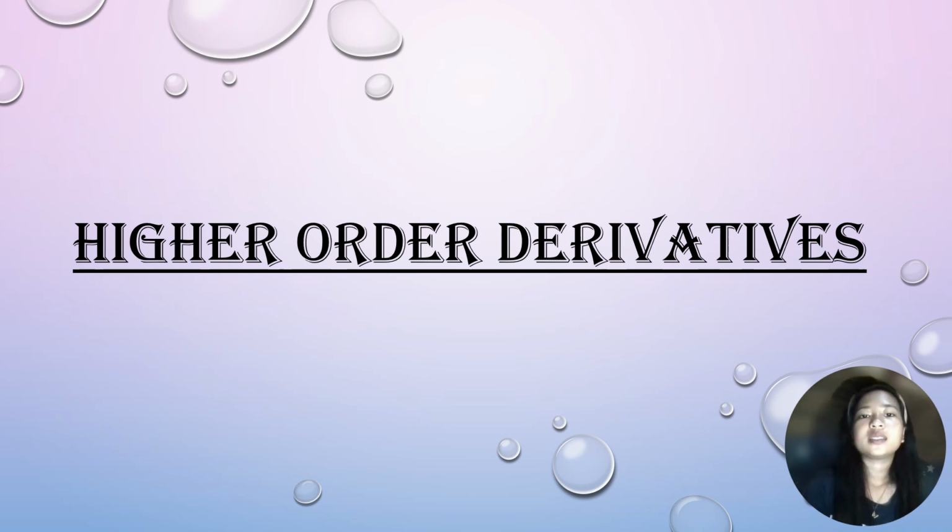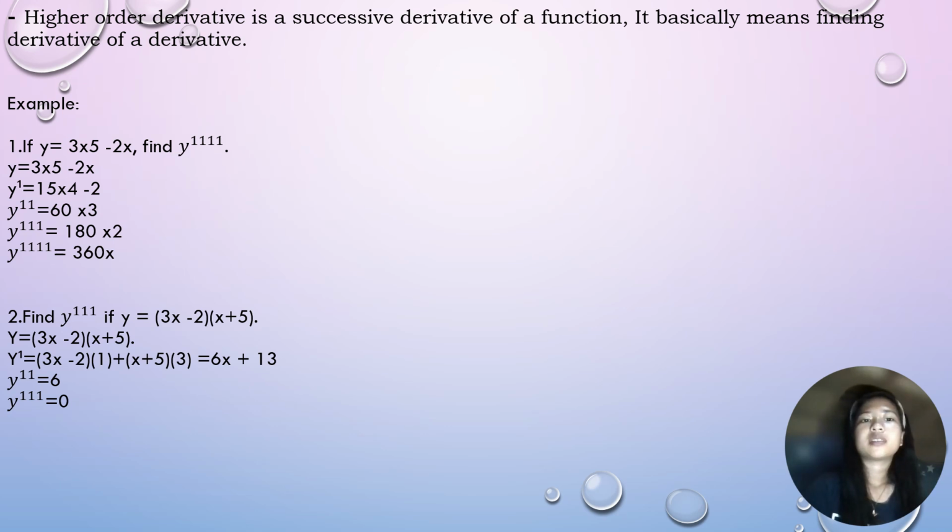Hello again. So this is Teacher Mao, and today we're going to discuss higher order derivatives. A higher order derivative is a successive derivative of a function. It basically means finding the derivative of a derivative. So we have here an example.